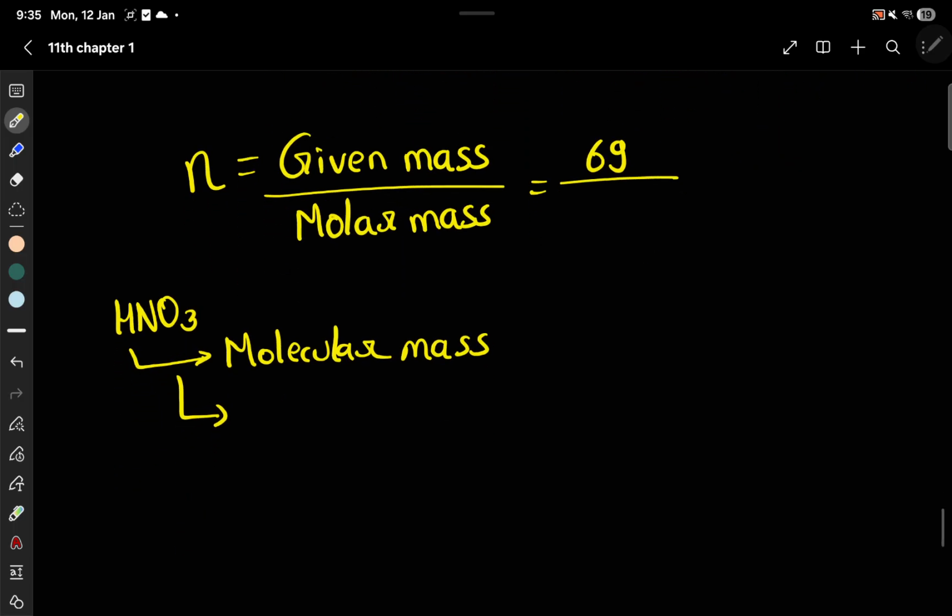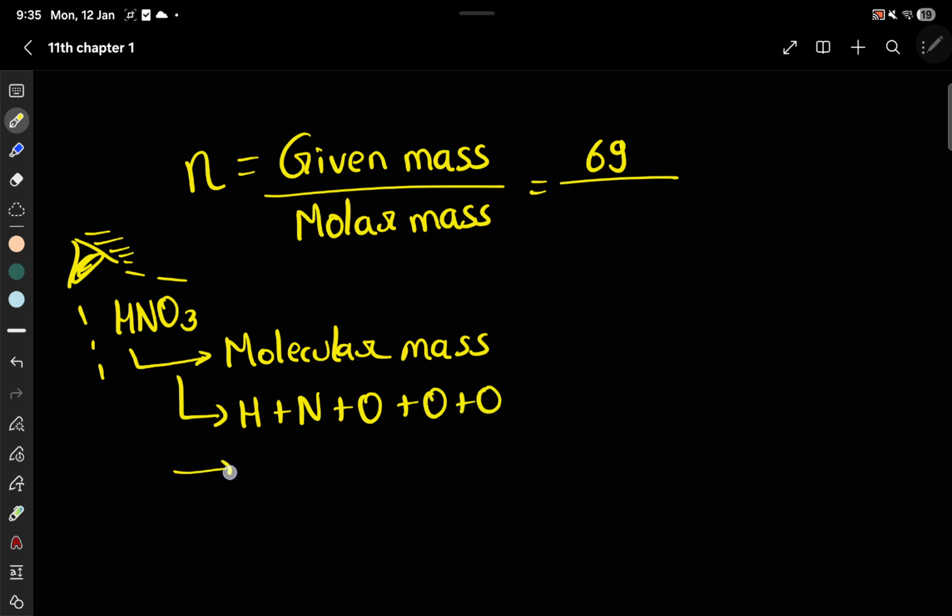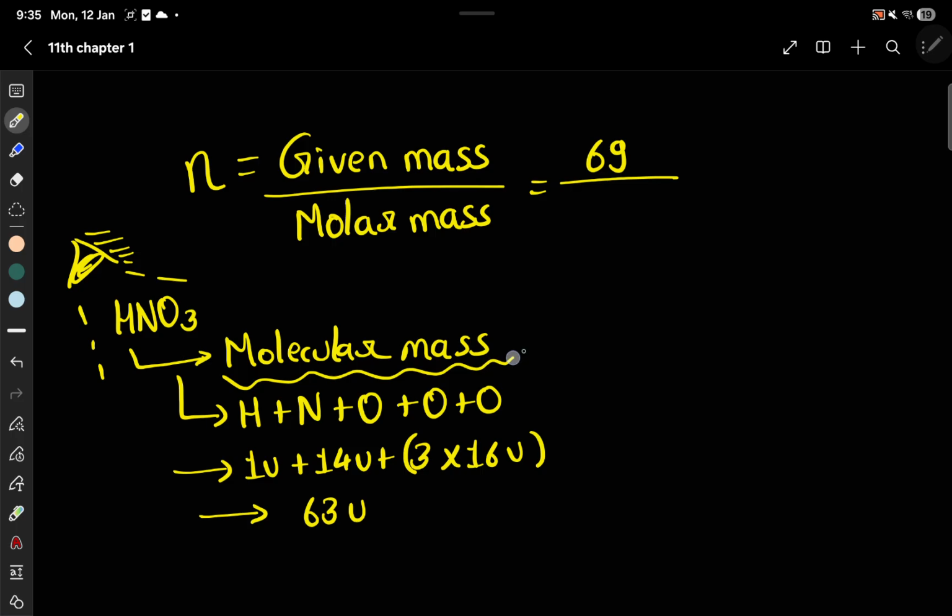For calculating the molecular mass, if we notice very clearly, the atoms involved in HNO3 are 1 atom of hydrogen, 1 atom of nitrogen, and 3 atoms of oxygen. For hydrogen we know that it has an atomic mass of 1 unit. For nitrogen it has an atomic mass of 14 units. For each oxygen atom the atomic mass is 16 units each. If we solve this out, we get our magnitude as 63 units, which is the molecular mass of nitric acid.